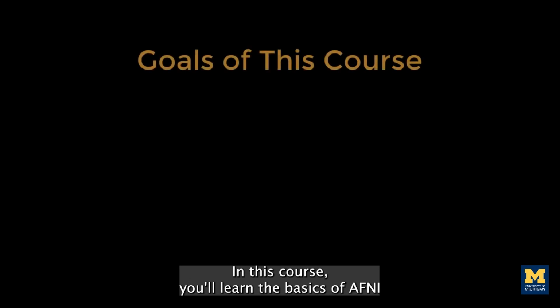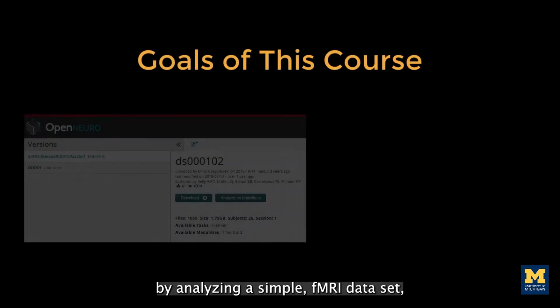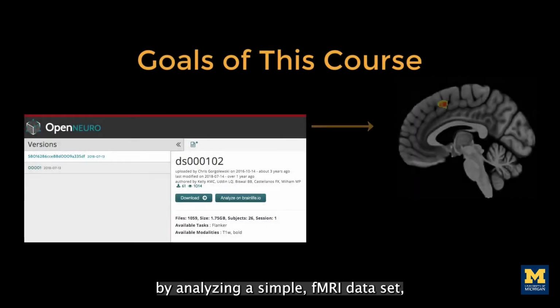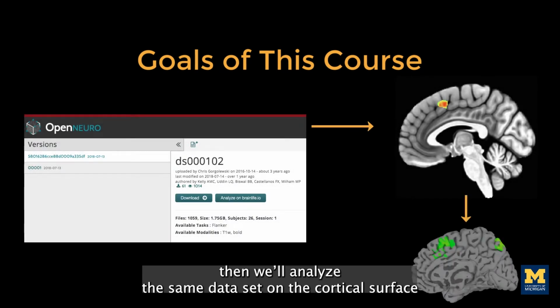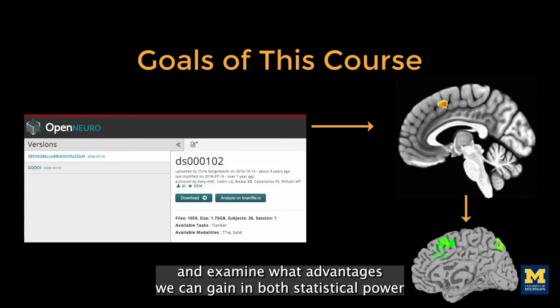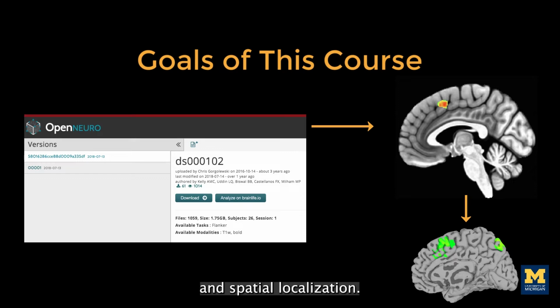In this course, you'll learn the basics of AFNI by analyzing a simple fMRI dataset. Then, we'll analyze the same dataset on the cortical surface and examine what advantages we can gain in both statistical power and spatial localization.